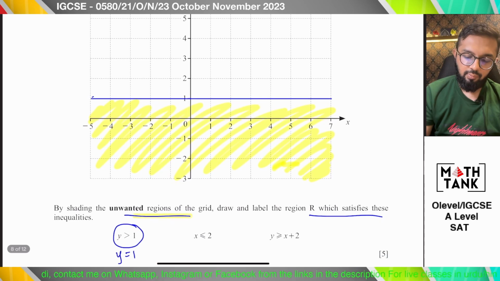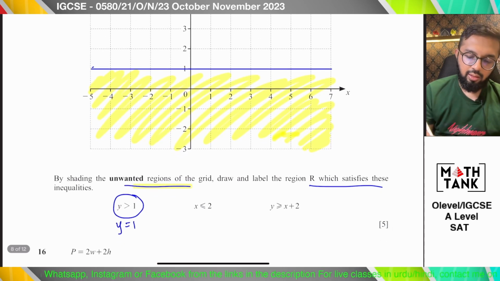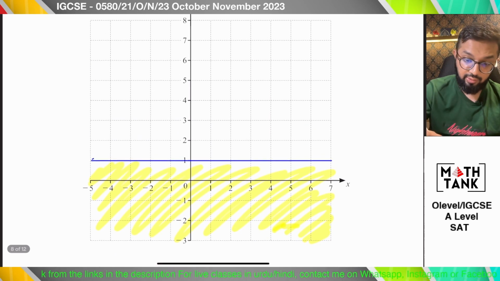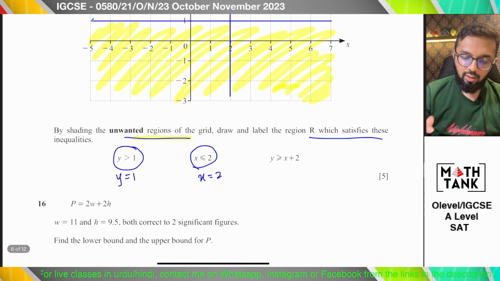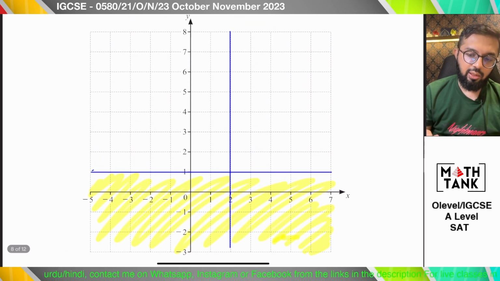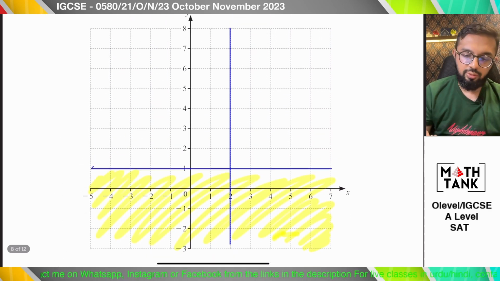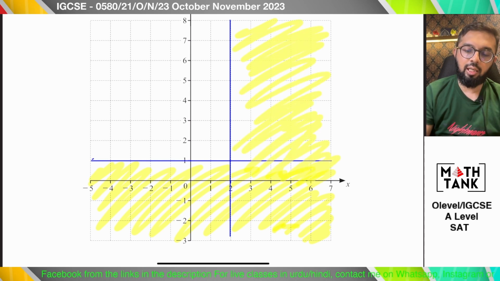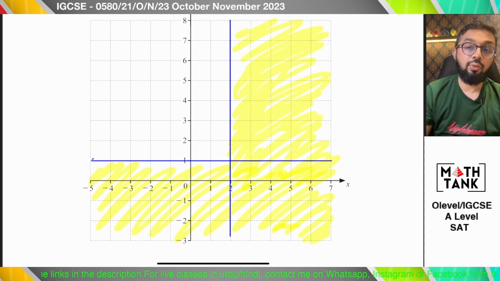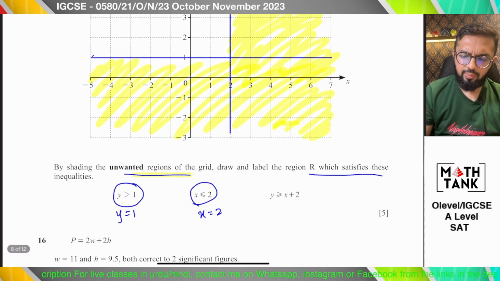Okay. Then I draw the line x equals 2. And what region do I want? x equals 2 is a vertical line. I want the region less than or equal to 2. So I'm going to shade the unwanted region again. I don't want this region, so I shaded it again. Okay, and that is usually how you should shade normally as well.